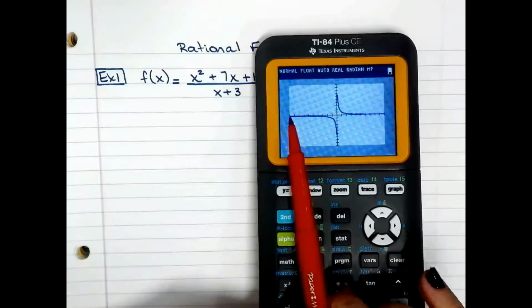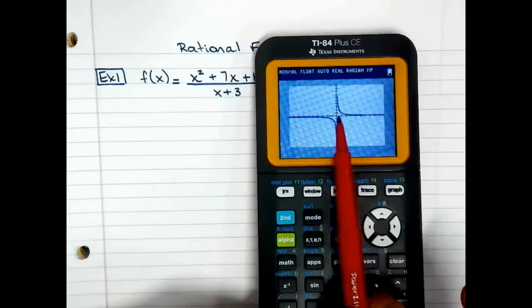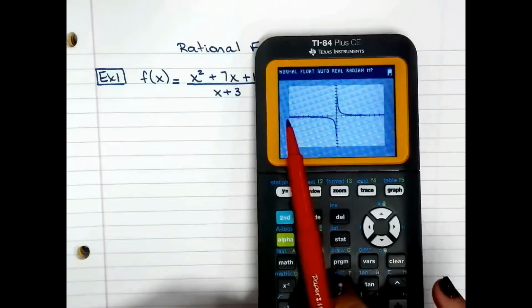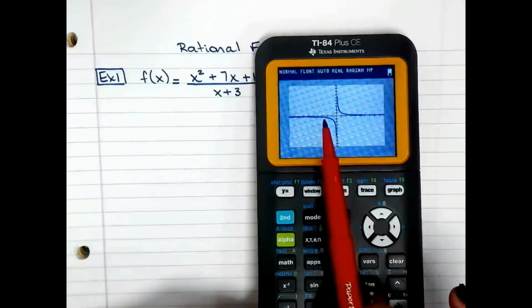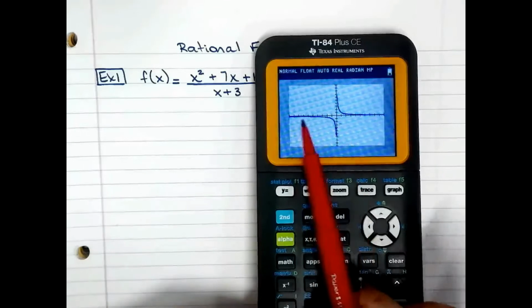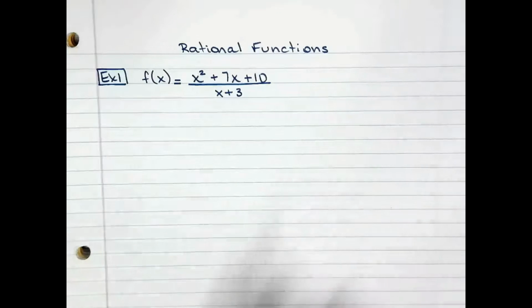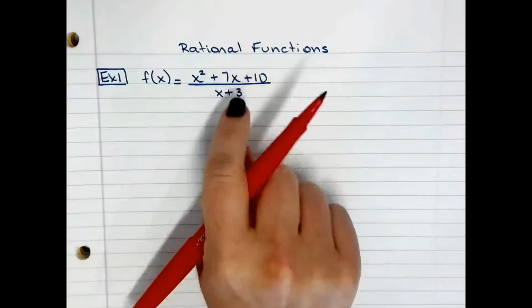The horizontal asymptote is the horizontal line, or the y equals line, that goes from side to side, that your graph will approach but will never touch. The asymptote is just an invisible line that your graph is approaching. Okay, just a little bit of background. So let's get started.